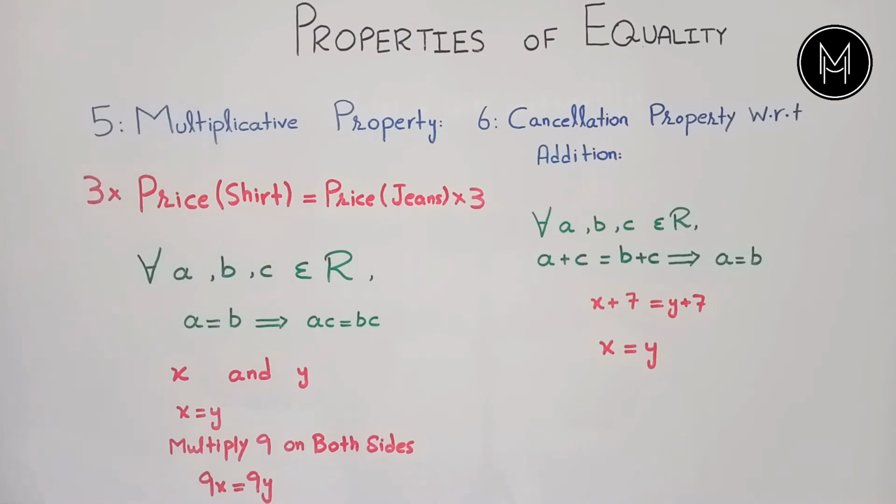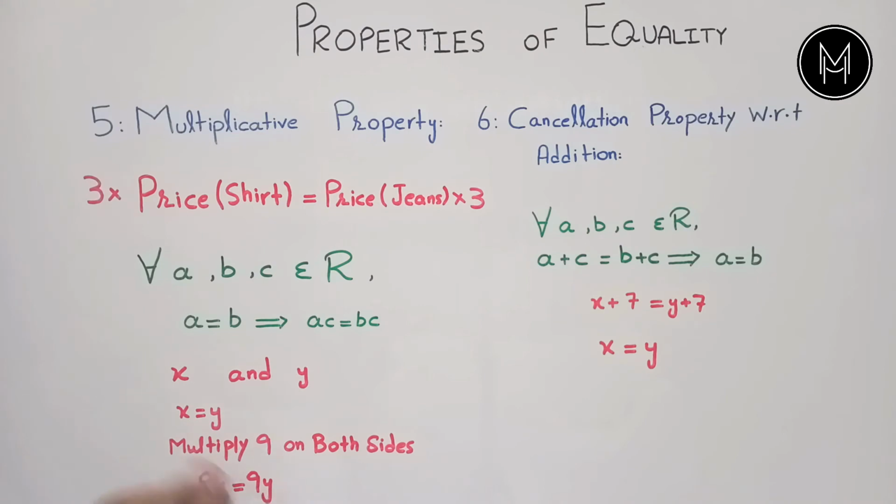Let's say we have two real numbers x and y, and we say x is equal to y. Now we multiply 9 on both sides of the equality, as 9 is a common number, so we multiply with a common number on both sides of the equality. Now according to the multiplicative property of equality, even after multiplication with 9 on both sides, the equation is equal: 9x is equal to 9y. So this is the multiplicative property of equality.